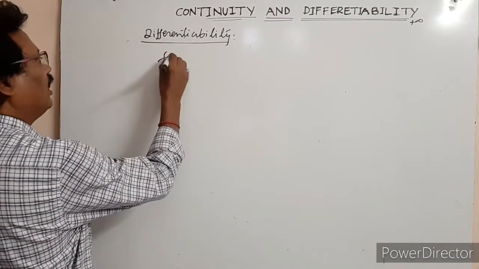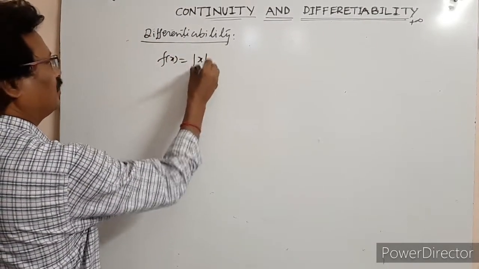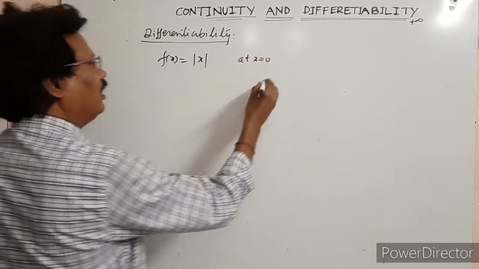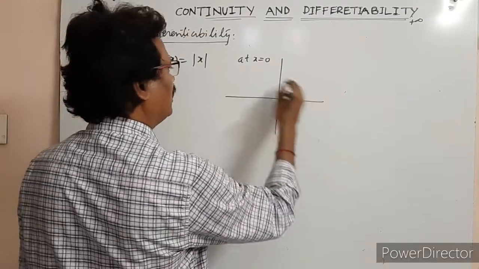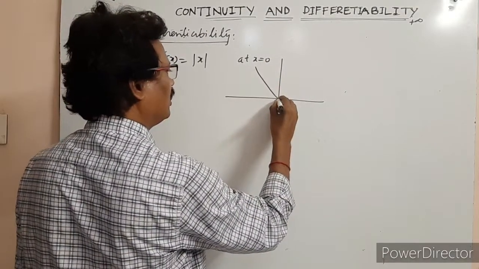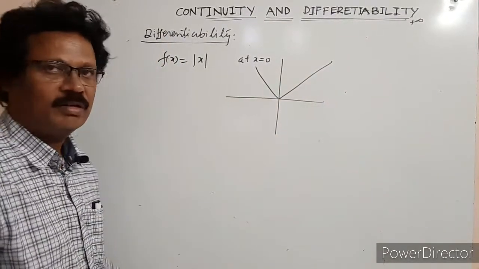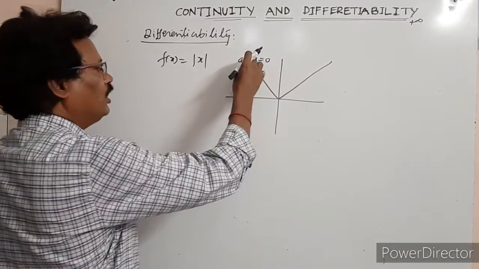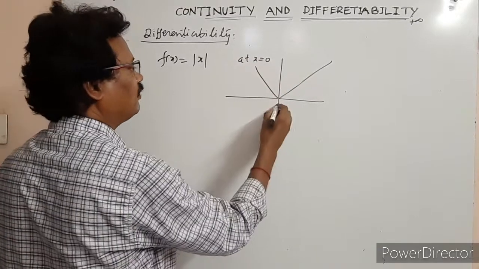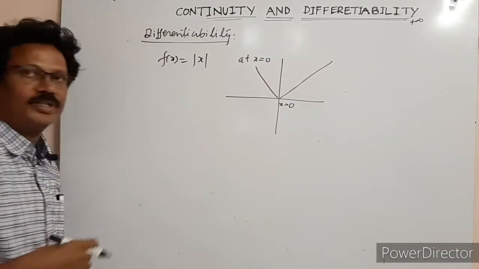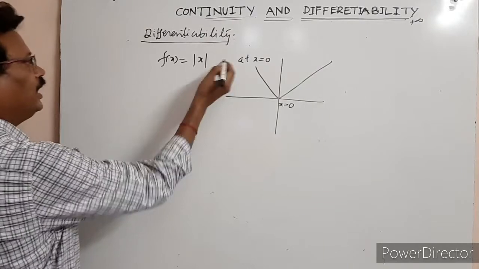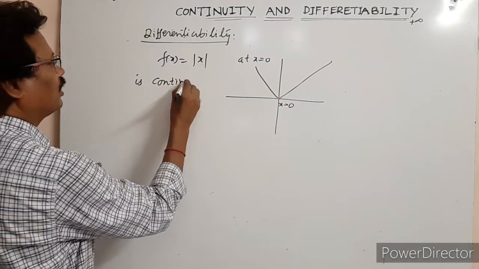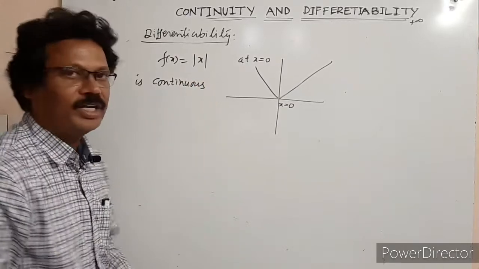This is f of x equal to mod x, at x equal to 0. Now if you see the graph of this, the graph is like this, like a V at x equal to 0. Now here there is no break in the graph at x equal to 0. Therefore it is continuous at x equal to 0. Why? Because there is no break in the graph.